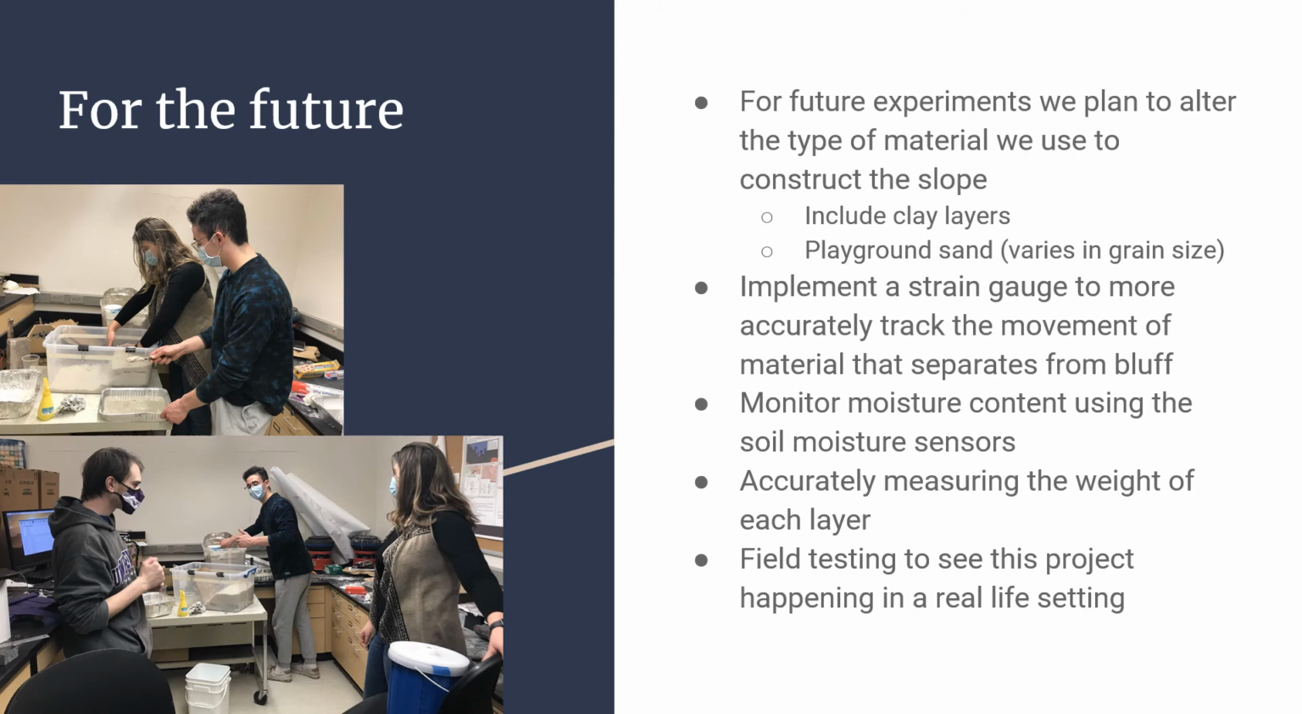In addition, we will begin using a strain gauge to more accurately track the movement of material as it separates from the cliff. We also want to use the moisture sensors more consistently and accurately measure the weight of each layer to better understand the effects that temperature and moisture content have on slope failure. Lastly, we hope to begin field testing come summertime to see how our theories and equipment work in real-life situations.